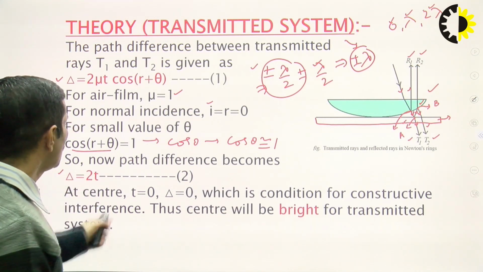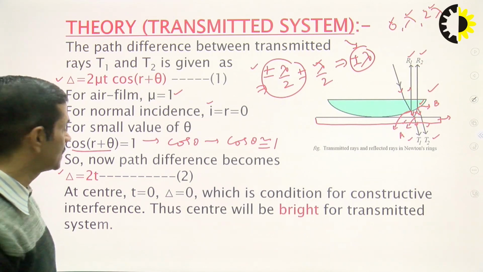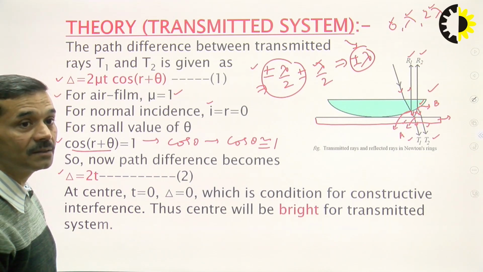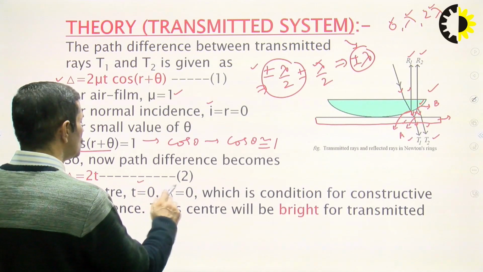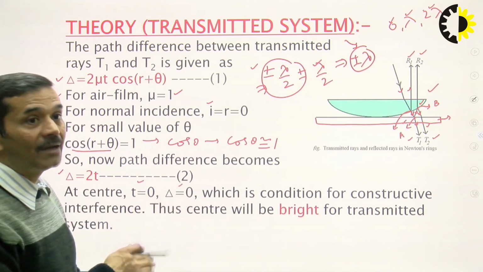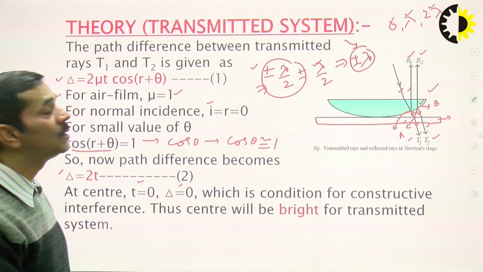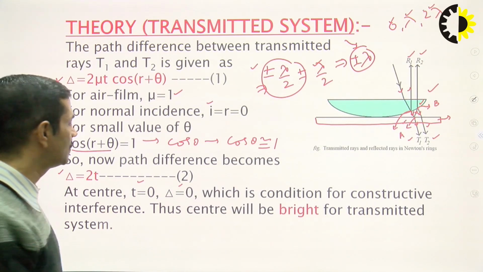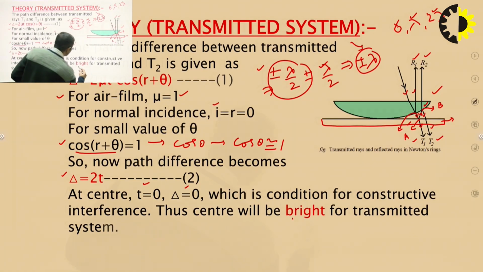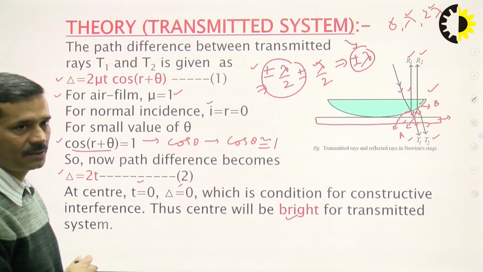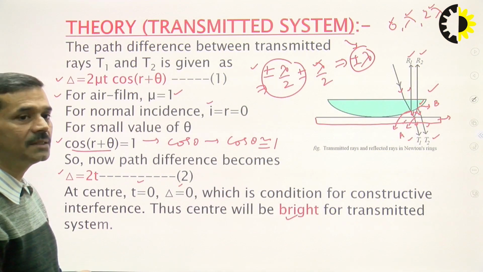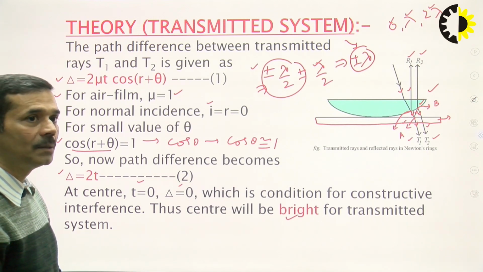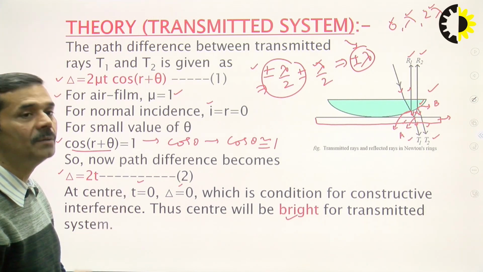Now at the center we can discuss what will happen. At the center the thickness of the film is 0, so the path difference will be 0, and path difference 0, or 2 lambda, represents the condition for constructive interference. That's why the center of the rings in case of the transmitted system will be bright. In case of the reflected system it will be dark, but in case of the transmitted system it will be bright.